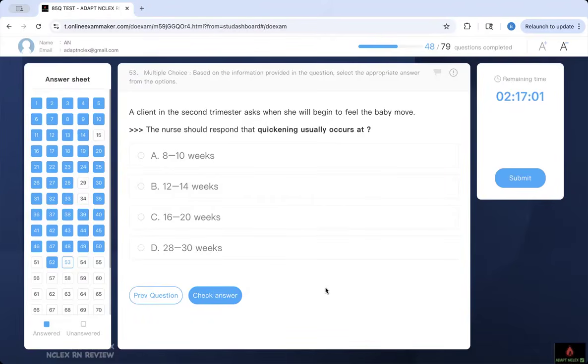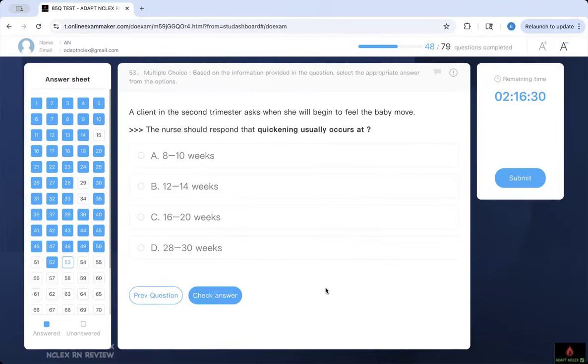Let's master them. The client in the second trimester asks when she will begin to feel the baby. We call it quickening, which the nurse should respond that quickening usually occurs when? The reason why these are hard questions for maternity is that antepartum is very difficult, pregnancy. But you have to know these little details. These are normal, write it down. If you don't know, when you see it, quickening, when does it occur? That's all. When does it occur?